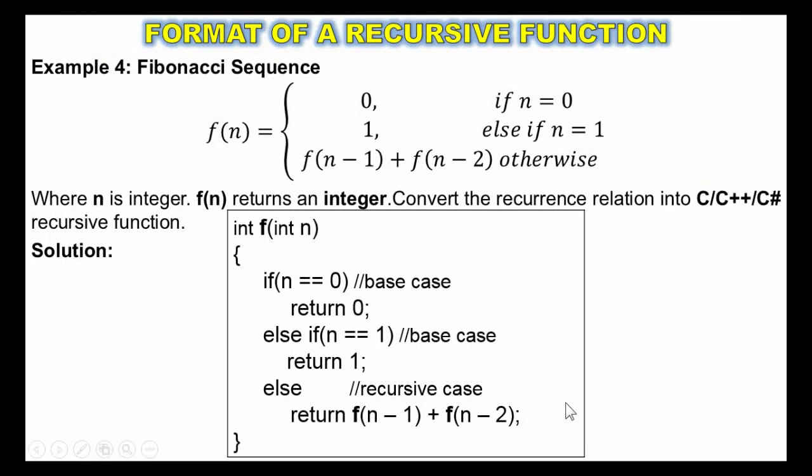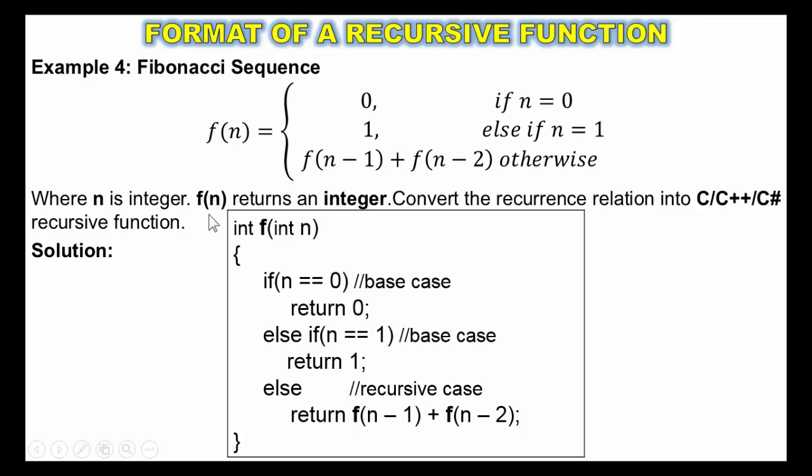Example number 4, Fibonacci sequence. Let f be a function. The function of f of n is equal to, if n is equal to 0, the function of f of n is equal to 0. Else if n is equal to 1, the function of f of n is equal to 1. Otherwise, the function of f of n is equal to the function of f of n minus 1 plus the function of f of n minus 2. Where n is integer, the function of f of n returns an integer. Convert the recurrence relation into C++ or C# recursive function.